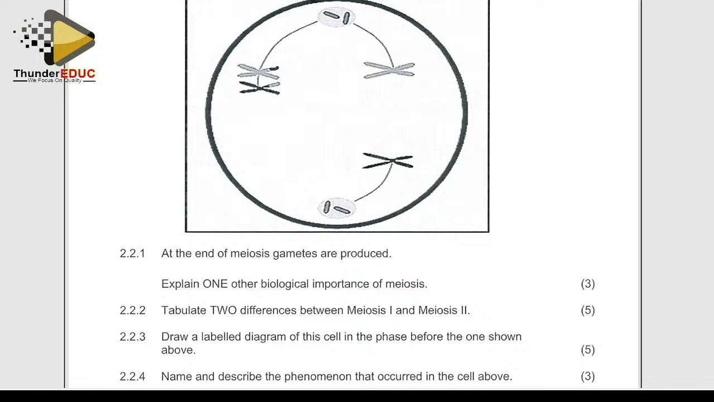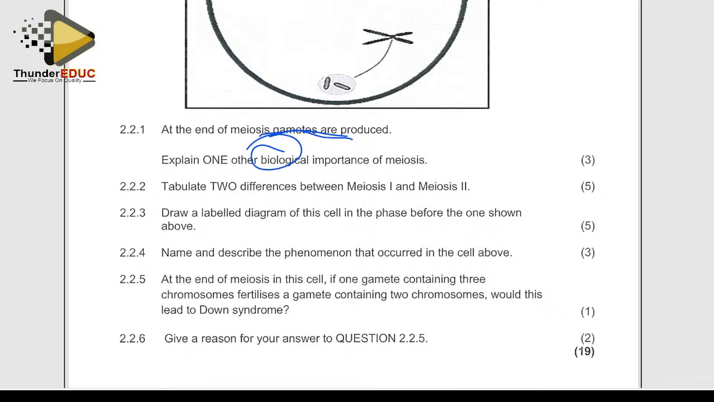So here you talk about variation. They are talking about biological importance. You talk about variation, and about maintaining the chromosome number from generation to generation, because of the production of haploid gametes. Then, tabulate the difference between meiosis 1 and meiosis 2. In prophase 1, crossing over takes place. There's no crossing over in prophase 2. In metaphase 1, homologous chromosomes align along the equator in pairs. On the other side, chromosomes align along the equator singly.